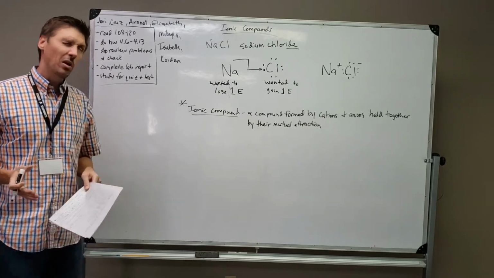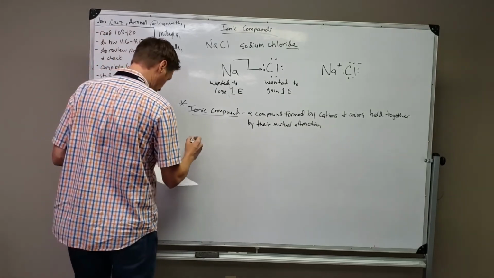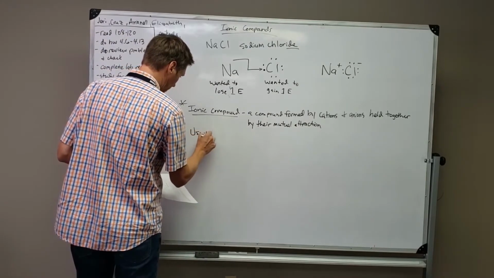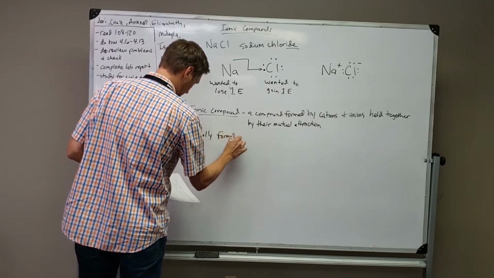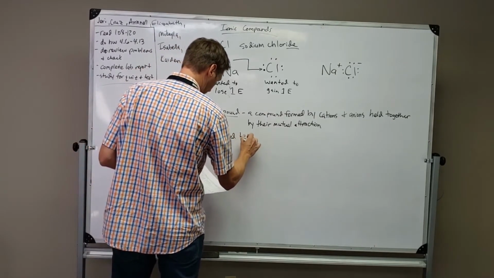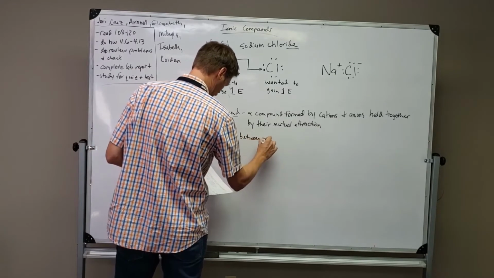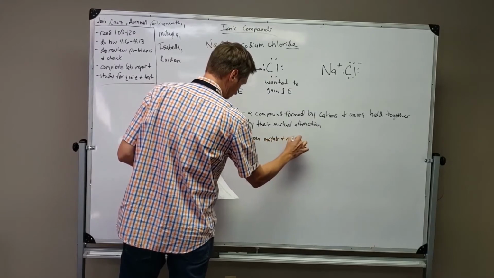And so now, based on what we learned about metals and nonmetals, these ionic compounds are usually formed. They're compounds that are usually formed between metals and nonmetals.